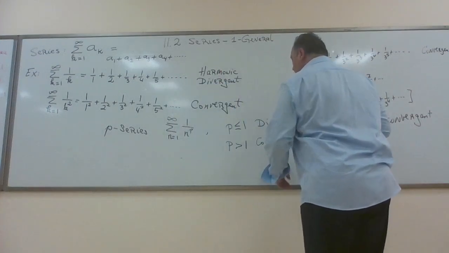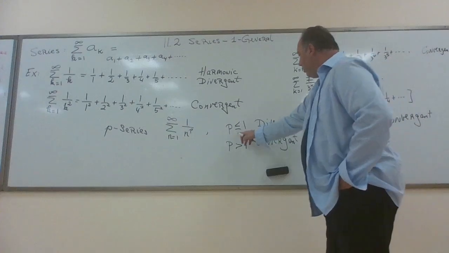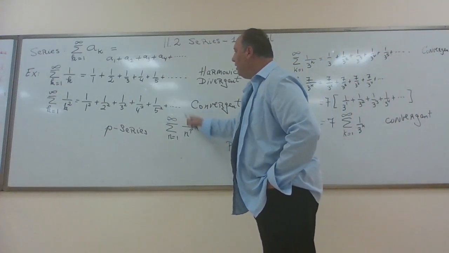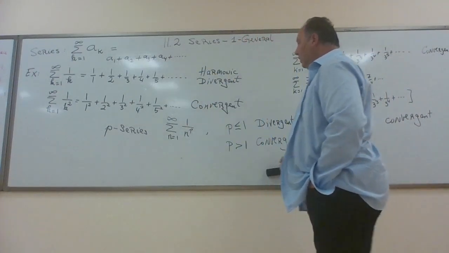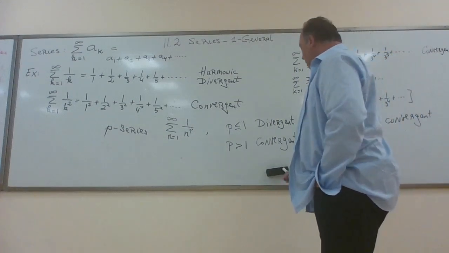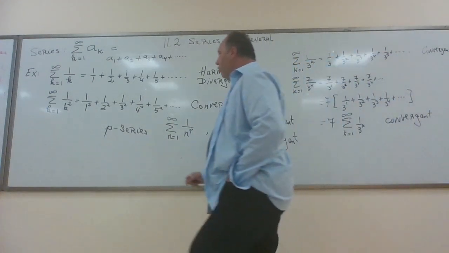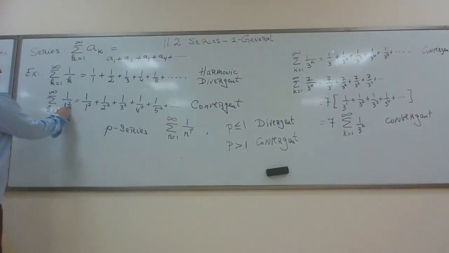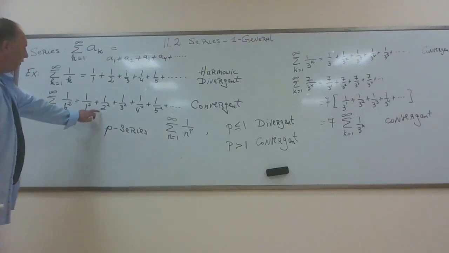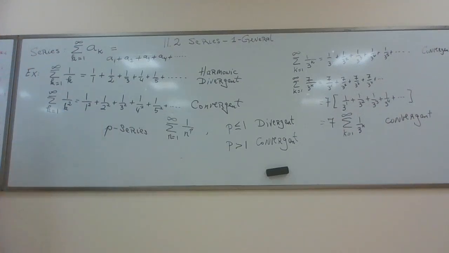Okay. So we don't need to prove it. Obviously here when p is equal to 1, we have our harmonic series. We know it's divergent. And when p is bigger than 1, then the series is convergent. For instance, here we have exponent 2, and we know that this series is convergent. Later on we will see the value of this series also, the sum.